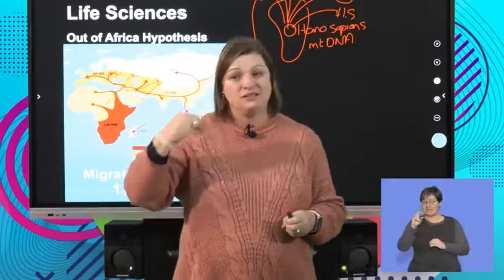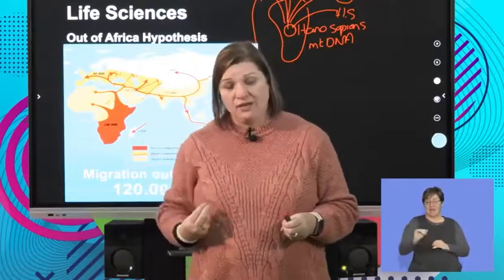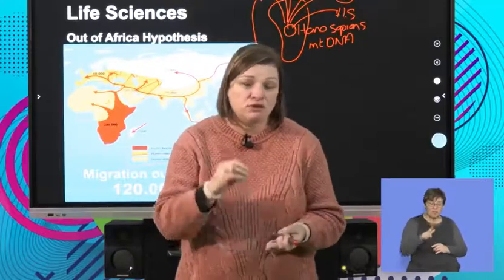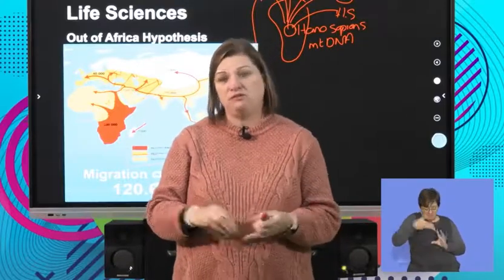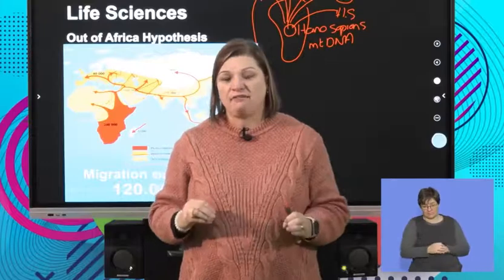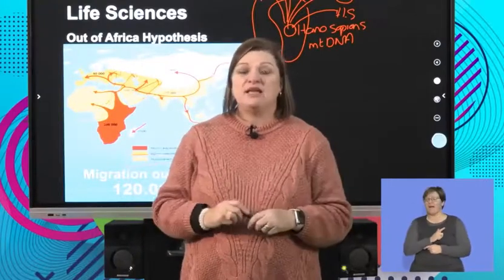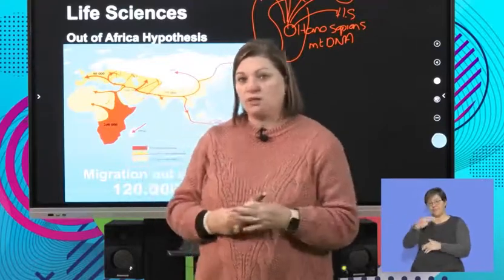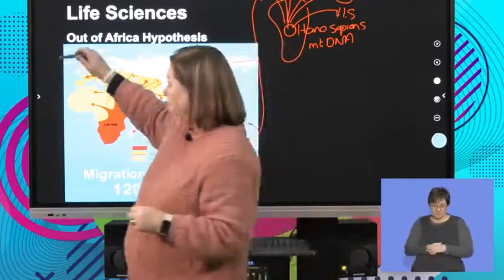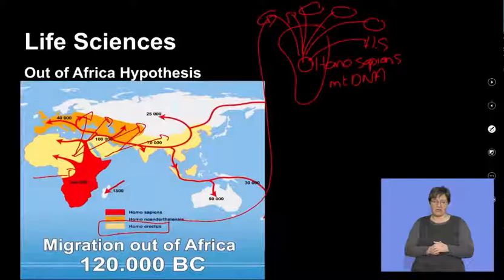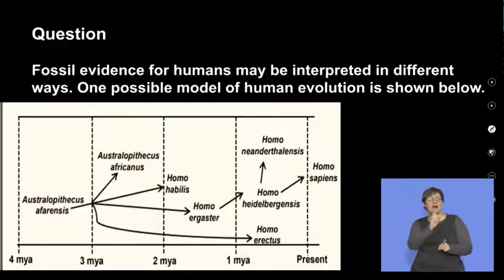As I said, mitochondrial DNA, mitochondrial Eve, Africa. The oldest Homo sapien fossils are here in Africa. So that shows us the theory, the out of Africa theory, that Homo sapiens originated here. Okay, what kind of questions can we ask here?